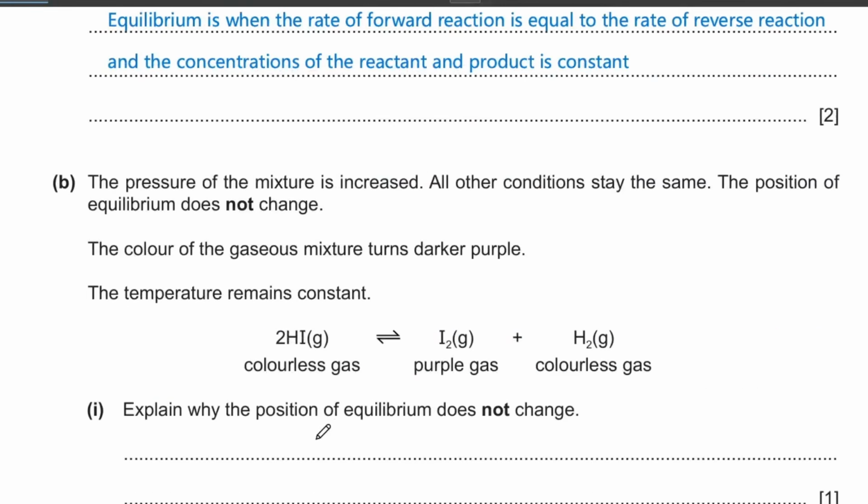Next, the pressure of the mixture is increased. All other conditions stay the same. The position of the equilibrium does not change. The color of the gas mixture turns darker purple. The temperature remains constant. Explain why the position of the equilibrium does not change. So pressure was increased, but there is no change in the position of equilibrium. But then the mixture becomes darker. So you are asked, why does the position of the equilibrium not change?